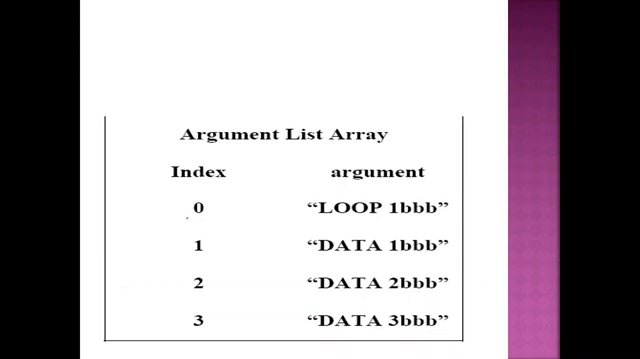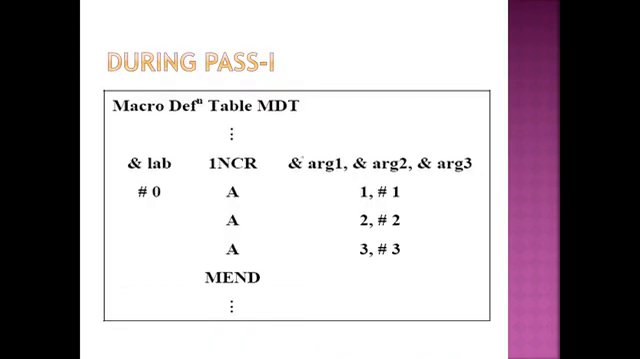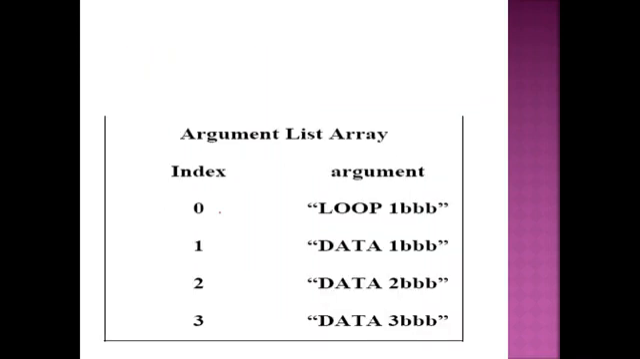So what do you mean by #0? If I have #0 in the macro name table, what should be here in the argument list array? The argument list array should say what that #0 is. #0 is nothing but loop. This is going to be represented using 8 characters. So if I have LOOP1, it occupies 5, and the remaining 3 are the last 3 bits. So the size is going to be 8. So I should be having 8 characters, right? So 0 here represents loop 1.